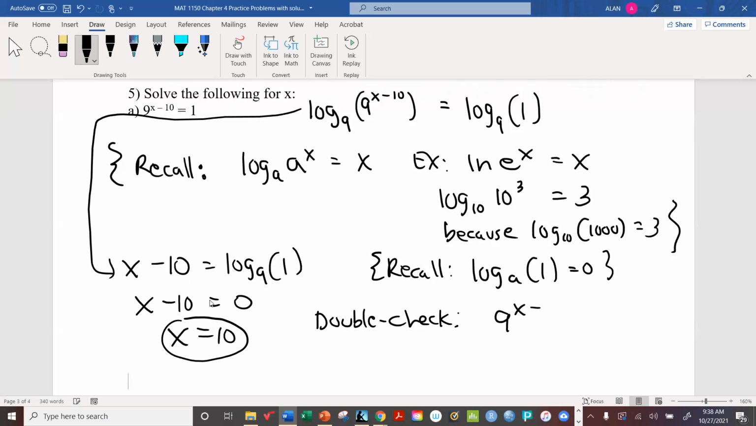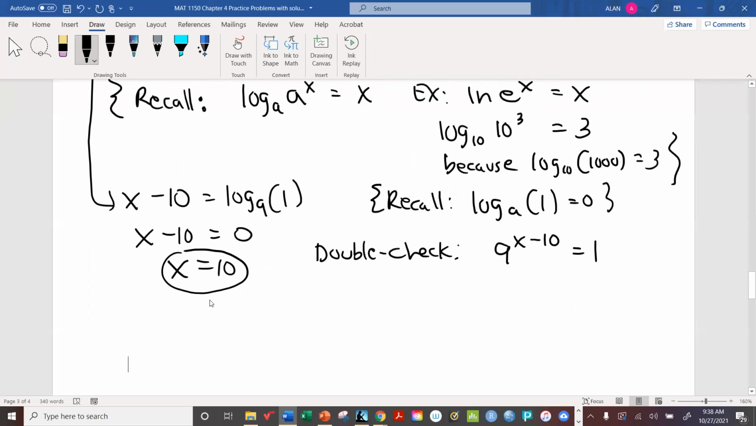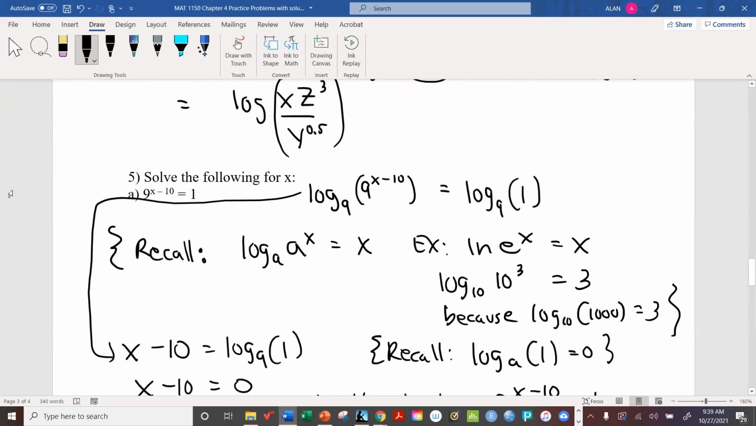9 to the x minus 10 equals 1. If we plug in 10, oh yeah, it works. Perfect. So the trick is to choose the right logarithm to take on both sides of the equation. It has to be the same, of course, otherwise it'll affect the results. So what you're basically trying to do is figure out how to simplify it as much as possible.